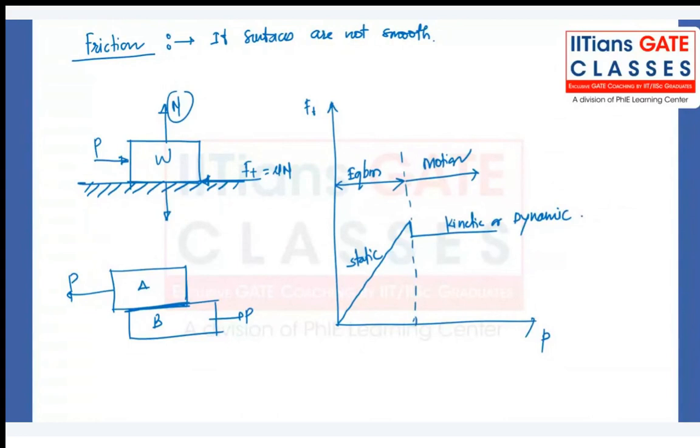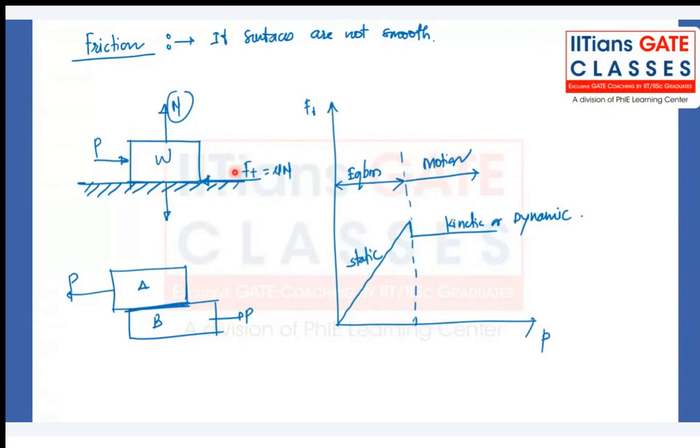If it is not clear, I'll explain once again. We have a block of weight W resting on a horizontal surface, as you can see here, let me use the laser pointer to show you. What are the forces acting on the block? P is the force acting on the block, W is the weight of the block acting downwards, and as W is downward, we have the normal reaction upwards. FT is the frictional force, because the surface here is a rough surface. We are trying to apply force P in order to have the motion.